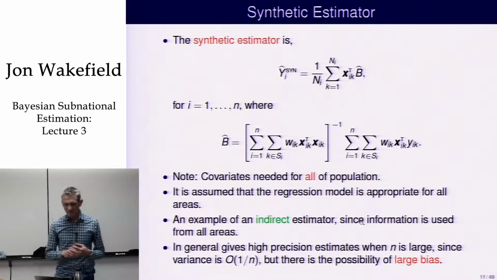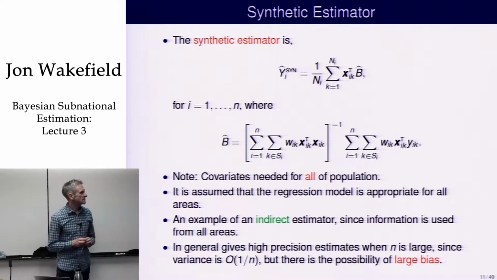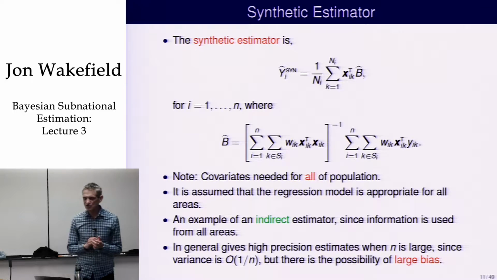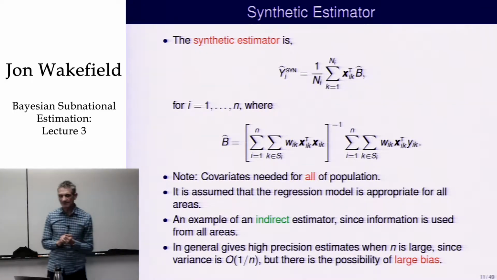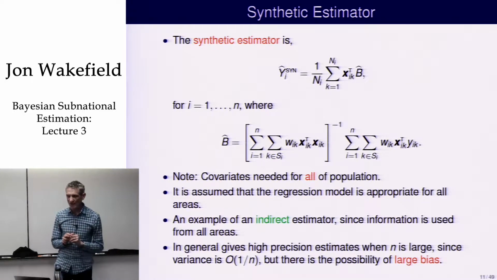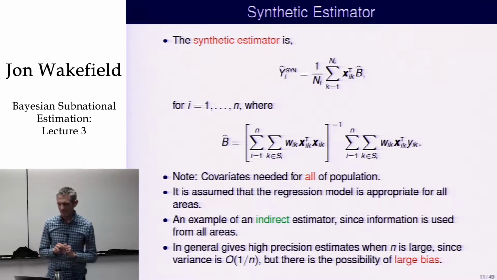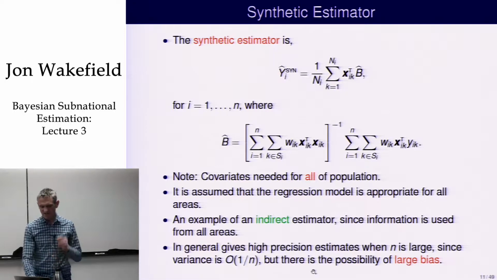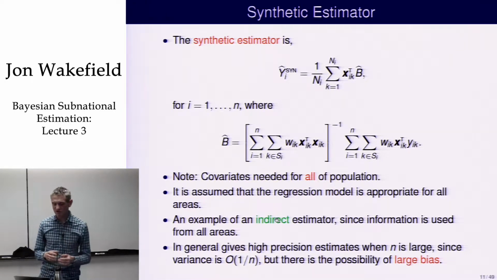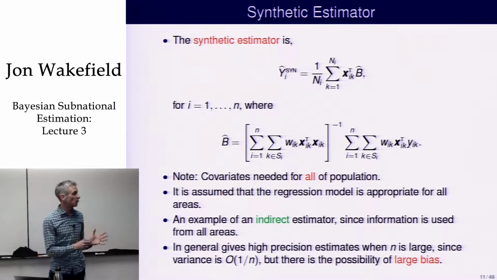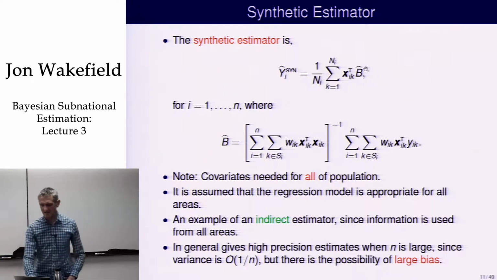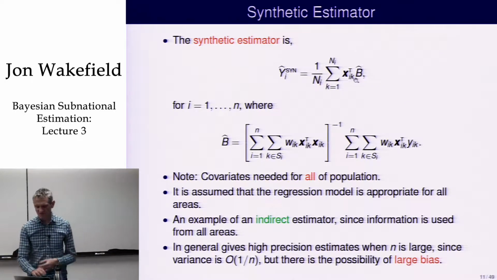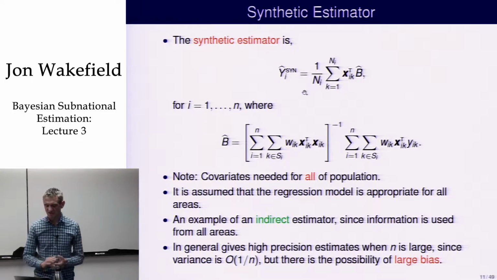And so an obvious observation here is that this model is assuming that the association between the covariates and the response is the same across all areas. So that may or may not be appropriate. In general, it won't be appropriate. So this is an example of what's called an indirect estimator because we're using information from all of the areas to inform on one particular area. The beta hat here has been estimated from all of the data, and that's just being used here to estimate the mean for area i.